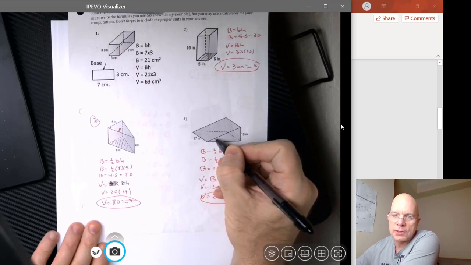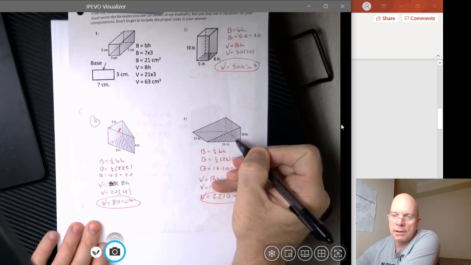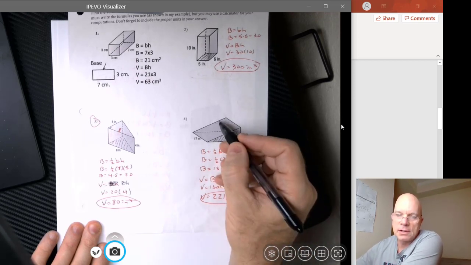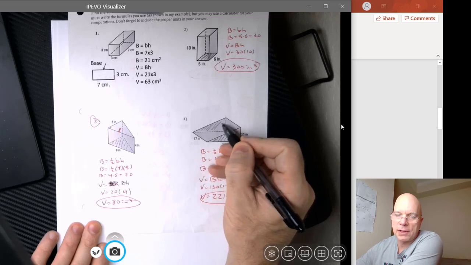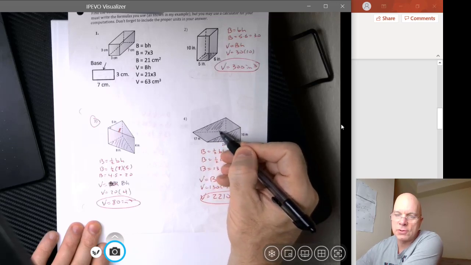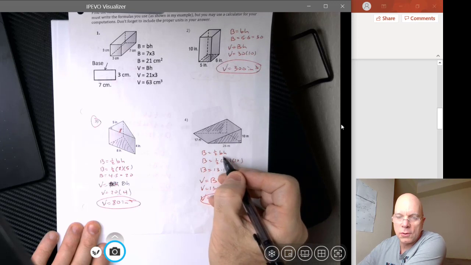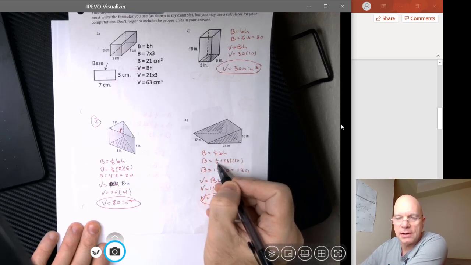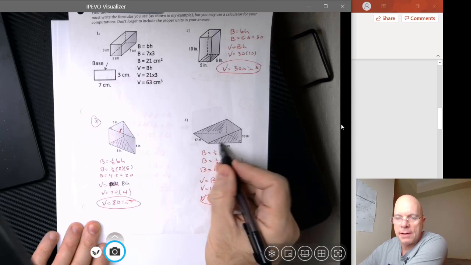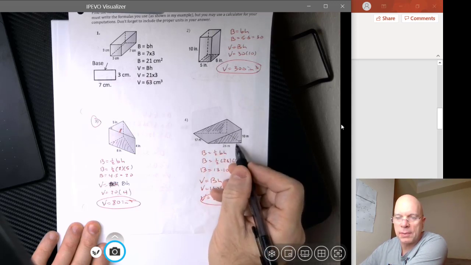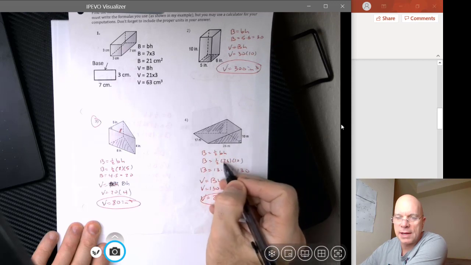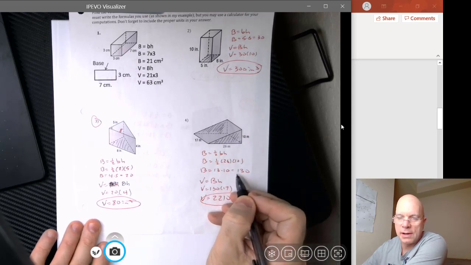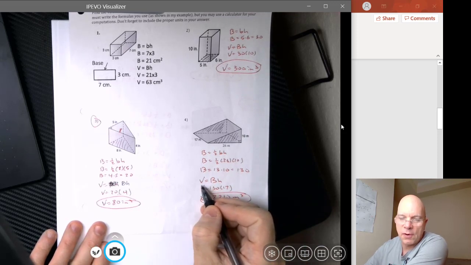Number 4 is also a triangular prism. There's your base, and this time the base is not shown as the bottom face. This triangle back here is parallel and congruent to this triangle, so these are our two triangular bases. And so you have to find the area of this triangular base, 1/2 base times height, 1/2 multiplied by the base of the triangle, 26, multiplied by the height of the triangle, 10, will give you an area of the triangle of 130. Then you substitute that into the volume formula for a prism.